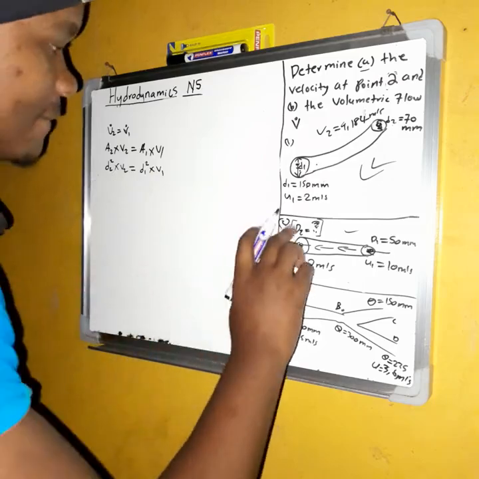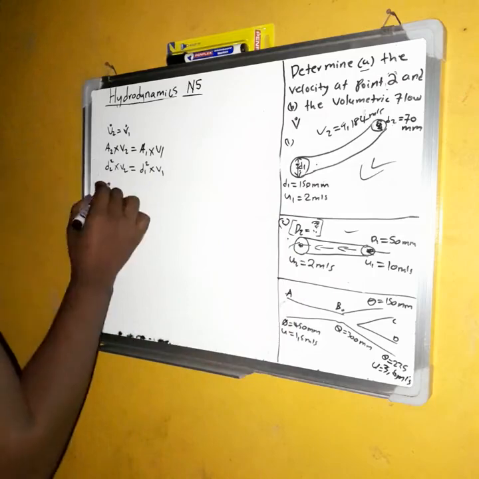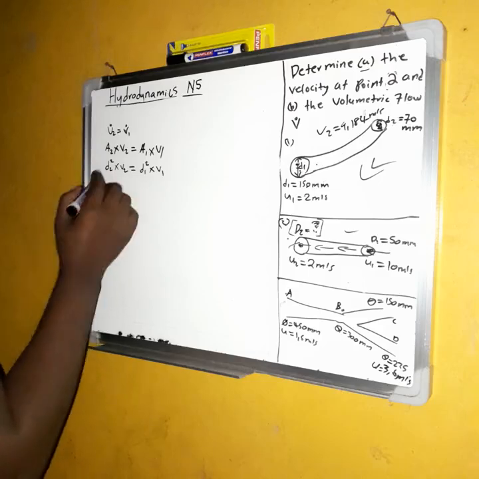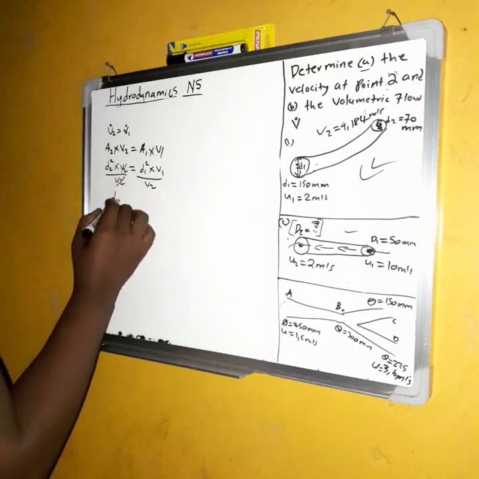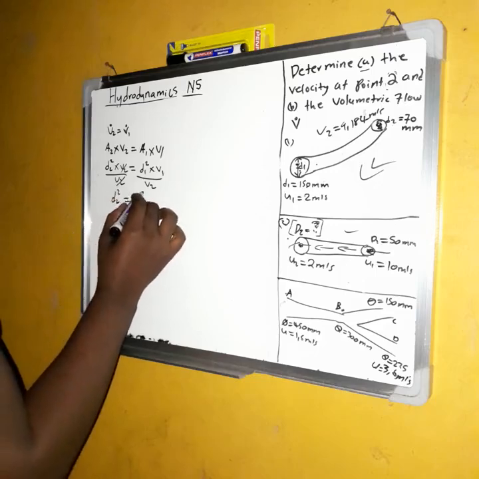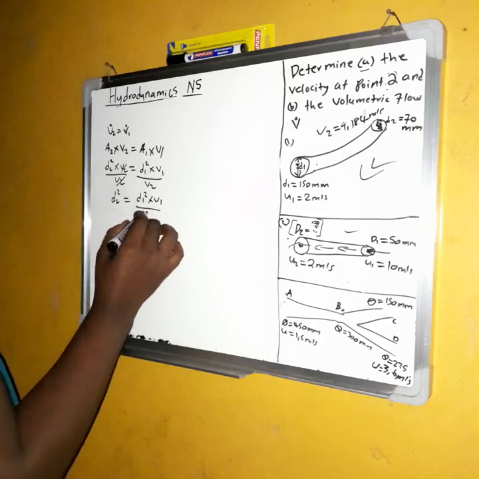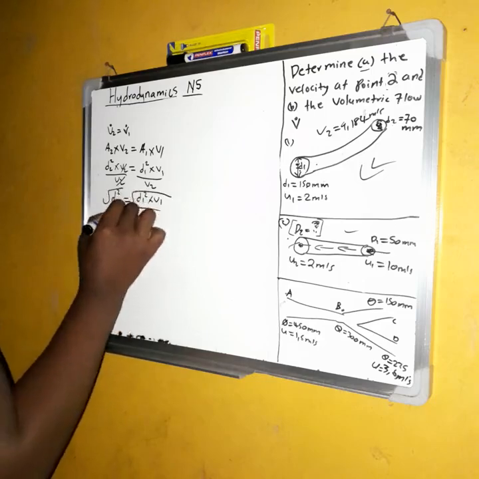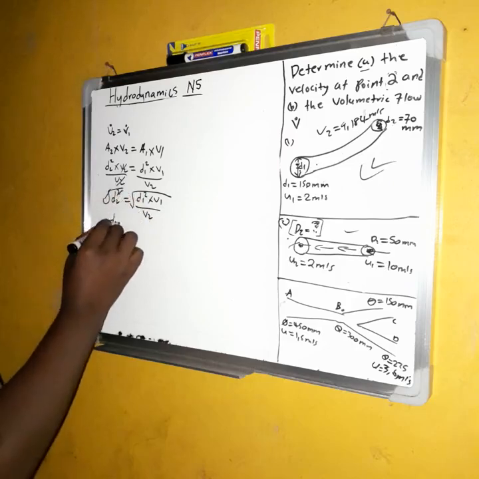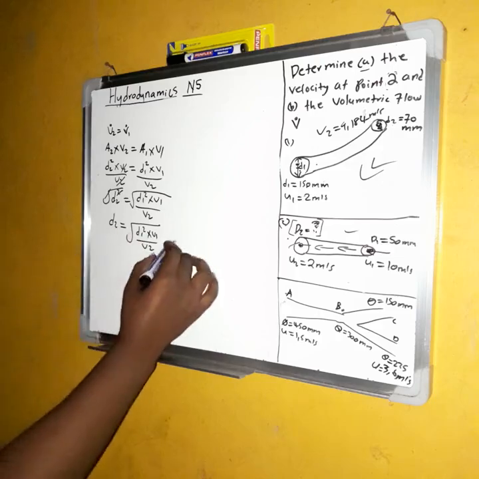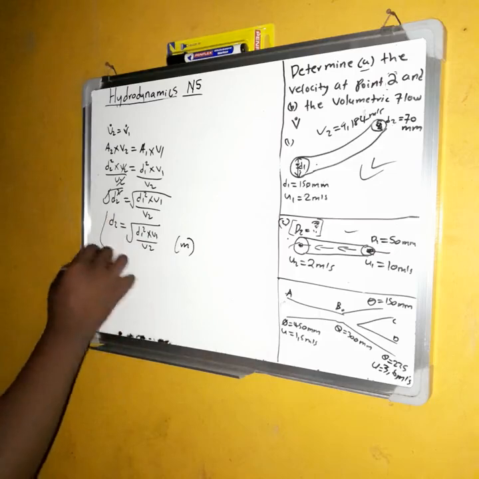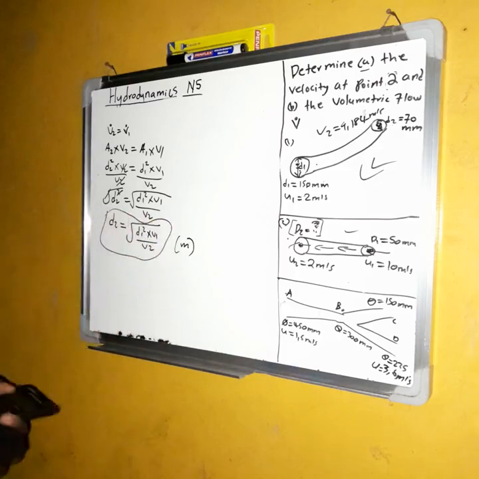They want diameter 2. We want D2. We can make D2 the subject of the formula. If we want to make D2 the subject of the formula, we divide both sides by V2. This and this will cancel. We have D2 squared, which will be D1 squared multiplied by V1 over V2. You take the square root of both sides. This will cancel that. We'll have D2, which will be the square root of D1 squared multiplied by V1 over V2. This will be measured in meters. This is the formula.